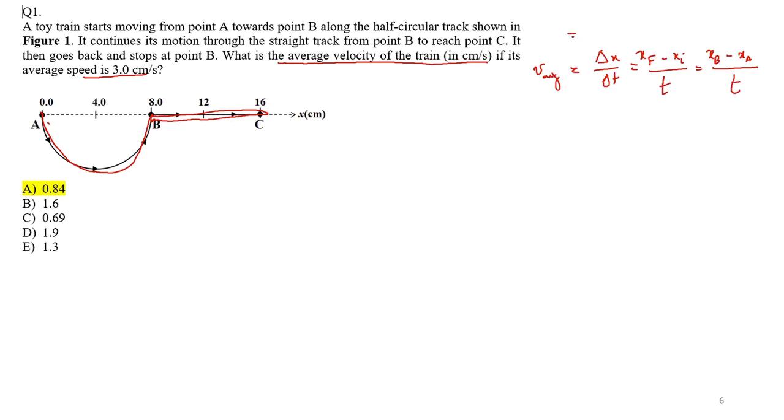So in other words, the average velocity will be, what is xb? Well, it's just this x of b, right? So it will be 8 minus 0 divided by t. This is the average velocity, 8 divided by t. But I need to find this t. Now, how should I find the t? Let me use the data of the problem.